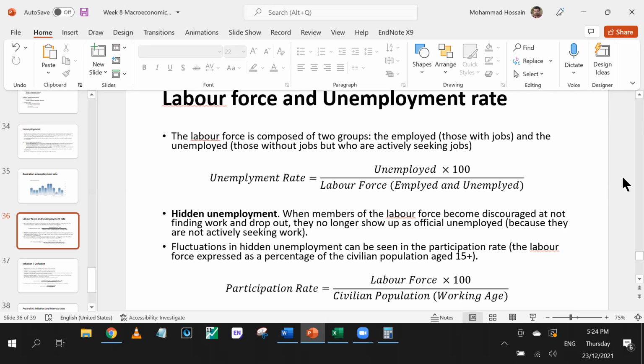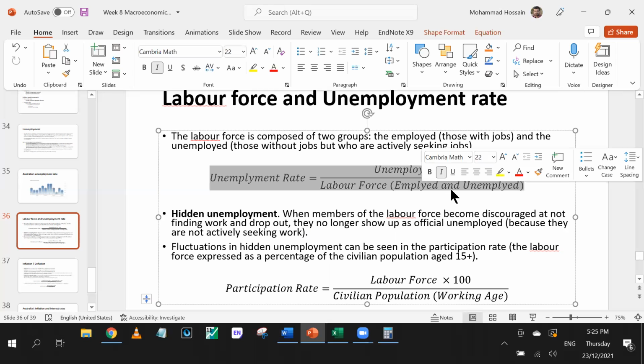So who is the labor force? Who is employed or looking for a job? These people are the labor force. So labor force is equal to employed people plus unemployed people. So the unemployment rate will be unemployed divided by labor force, or unemployed divided by employed plus unemployed, multiplied by 100. This is the unemployment rate. Okay.